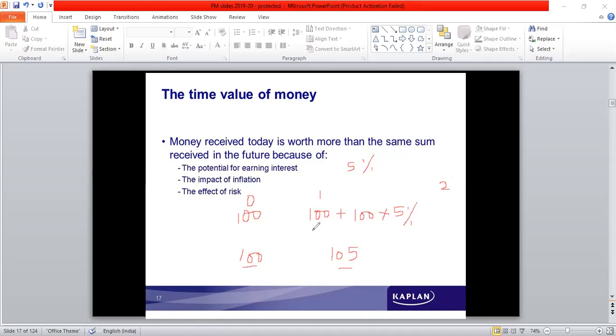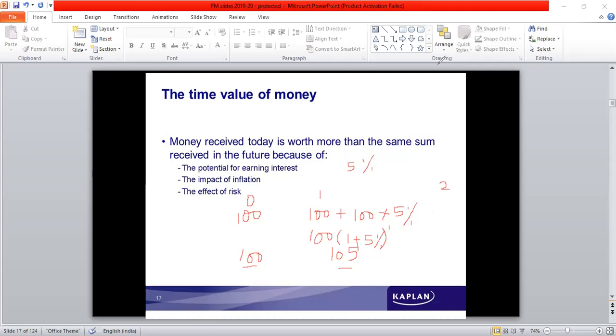This can be written as 100 is taken as common, into 1 plus 5%. So as many number of years for which the interest is calculated, we have it there in the power. So here if it is only 1 year, the power will have 1. If it is 2 years, it will have 2, 3, so on.